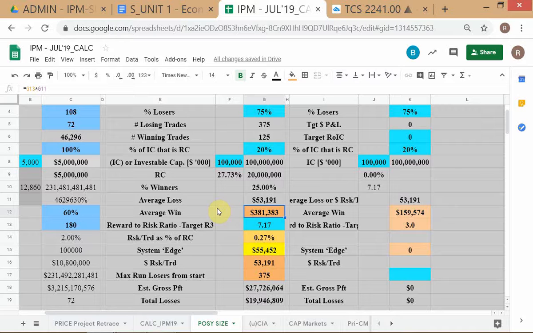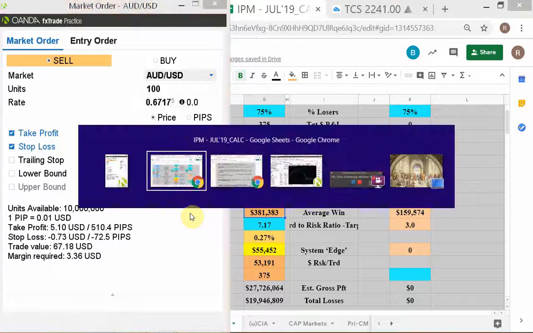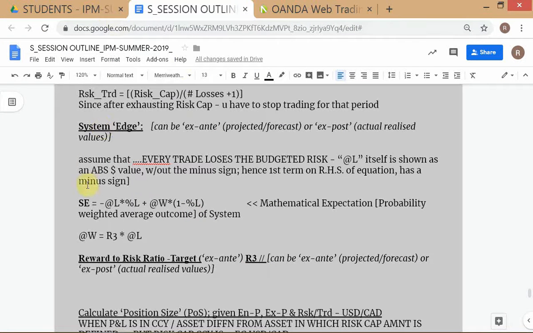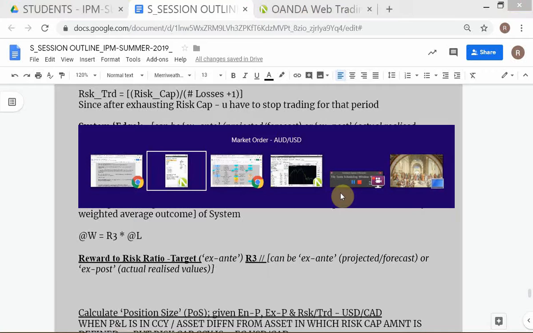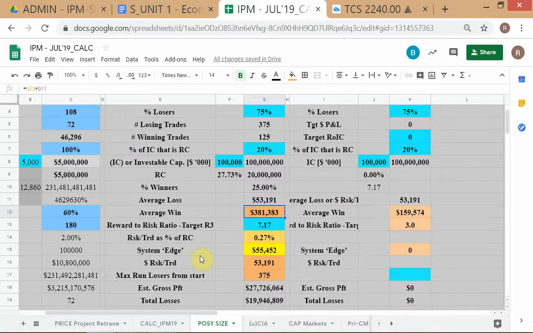We'll keep that. So we got what we need for our system edge calculation. Did we get what we need? What do we need for system edge? Average loss times probability of loss, average win times probability of win. So we've got everything we need now. We are going to calculate the system edge. Here, look at the system edge figure.